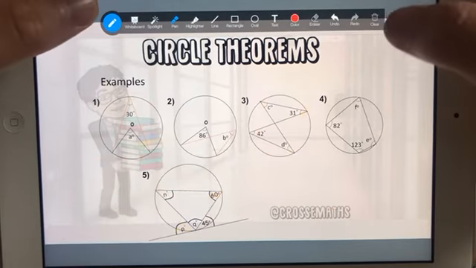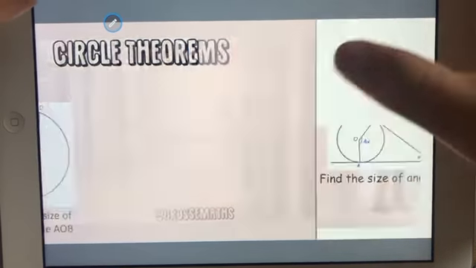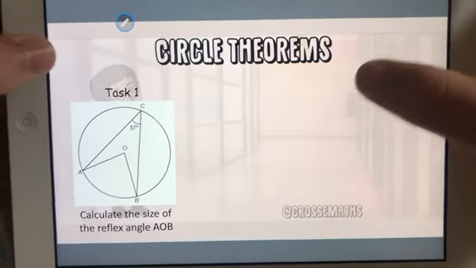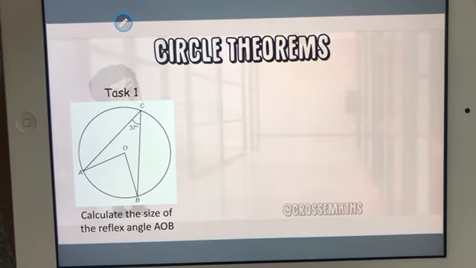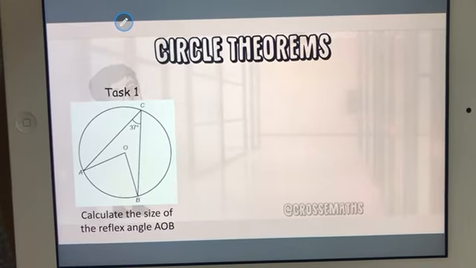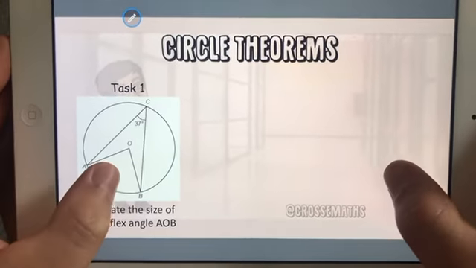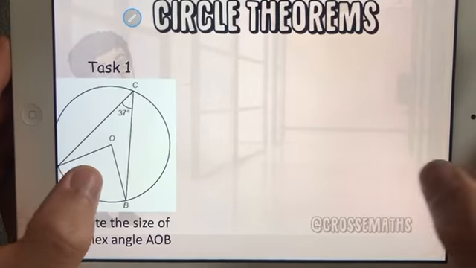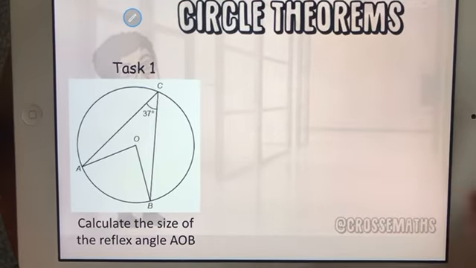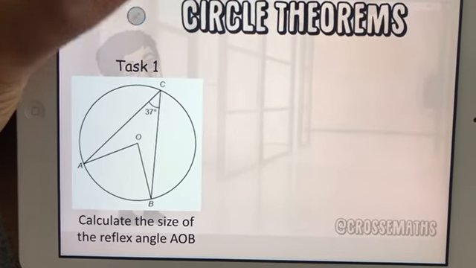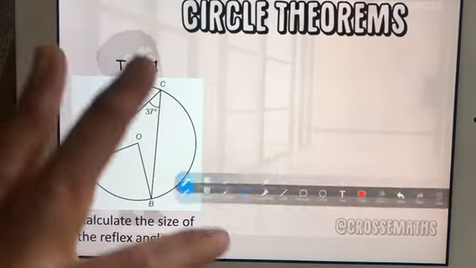Right then, guys, let's get on to some questions, okay? First one, let's have a go at this one. Calculate the size of the reflex angle AOB. Be careful with the word in there: reflex angle they've asked for, not the normal angle, they've asked for the reflex one. So be very careful of the wording. I'll give you 60 seconds to get that done. You don't have to draw it out if you don't want to.